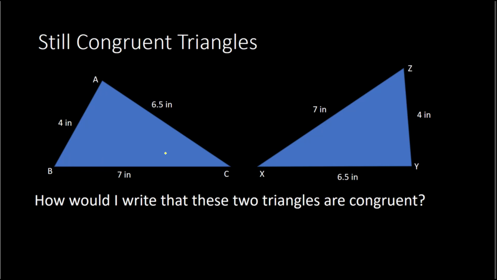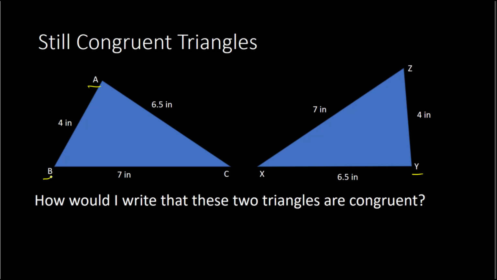But the question is, how do we do this in a way where the corresponding vertices are paired up? So the way to do this, we look and we see that A is between the sides that are 4 inches and 6.5 inches. So in the other triangle, we try to find which vertex is between the 4-inch and 6.5-inch side, which would be the Y over here. That's between 4 and 6.5 inches.